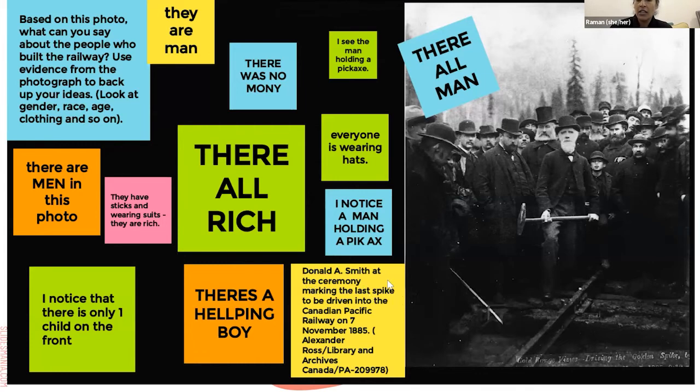So in this case, Donald A. Smith at the ceremony marking the last spike to be driven into the Canadian Pacific Railway on the 7th of November 1885. This photograph was taken from Library and Archives Canada. And then in this section up in the top left-hand corner, this is where I have my question or provocation for the students. Based on this photo, what can you say about the people who built the railway? Use evidence from the photograph to back up your ideas. Look at gender, race, age, clothing, and so on.